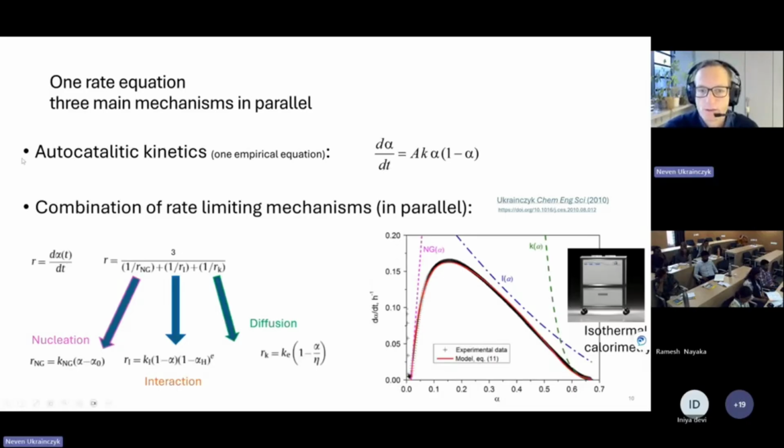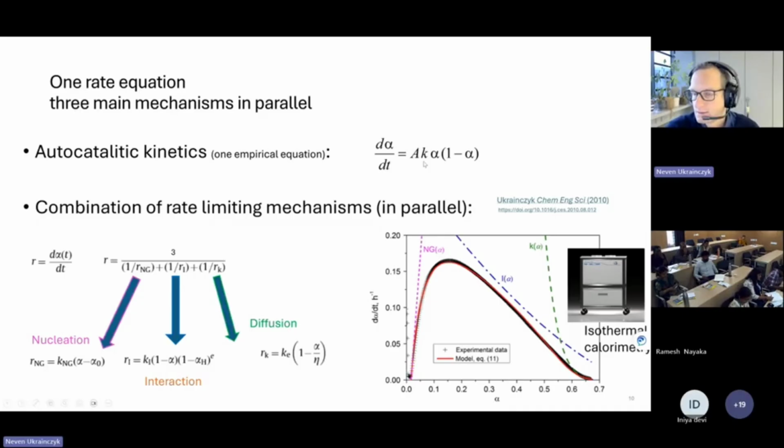So you can use the most simple autocatalytic kinetic. It's an empirical equation that gives you this shape of the curve already. Because we have alpha, the degree of reaction, multiplied by the fraction unreacted, and then alpha goes up and 1 minus alpha goes down, and then you will get this bell shape of the curve.